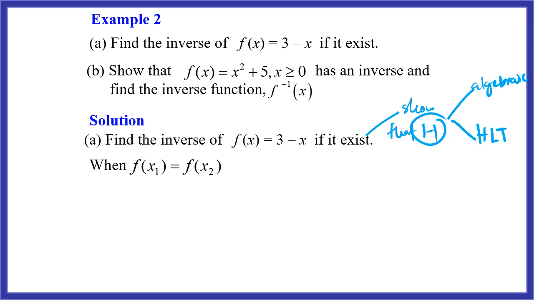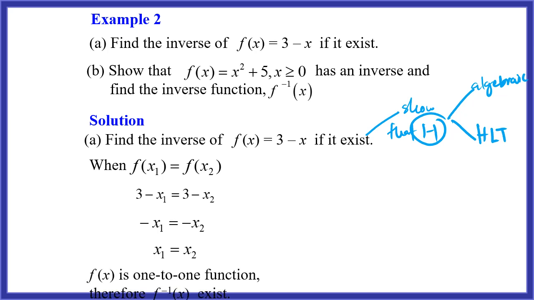If you want to use the algebraic method, we start with f of x1 equal to f of x2. So we replace the x with x1 and x2. We have 3 minus x1 equal to 3 minus x2. Subtract 3 on both sides. We have negative x1 equal to negative x2. To eliminate the negative, we multiply by negative 1. So we have x1 equal to x2. It gives you a unique object, which means it's a one-to-one function. Therefore, f inverse exists.